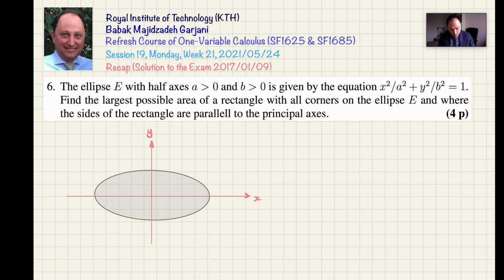Okay, so what we can do is consider one of them. For example, let us consider this rectangle. Okay, something like this. If we want to find this area, I think this is also a very simple problem. Here, I want to find the maximum area.